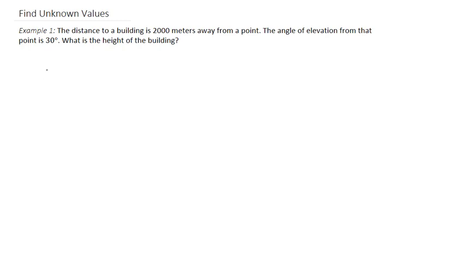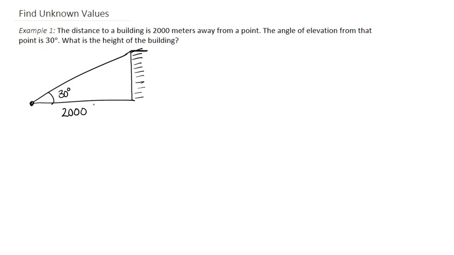So let's visualize this. So we have a triangle that's formed. So this would be the height of the building, right there. Here is our reference angle. So this is the 30 degrees. And the distance from this point to the building is 2,000 meters. So what we're asking is to find the height.